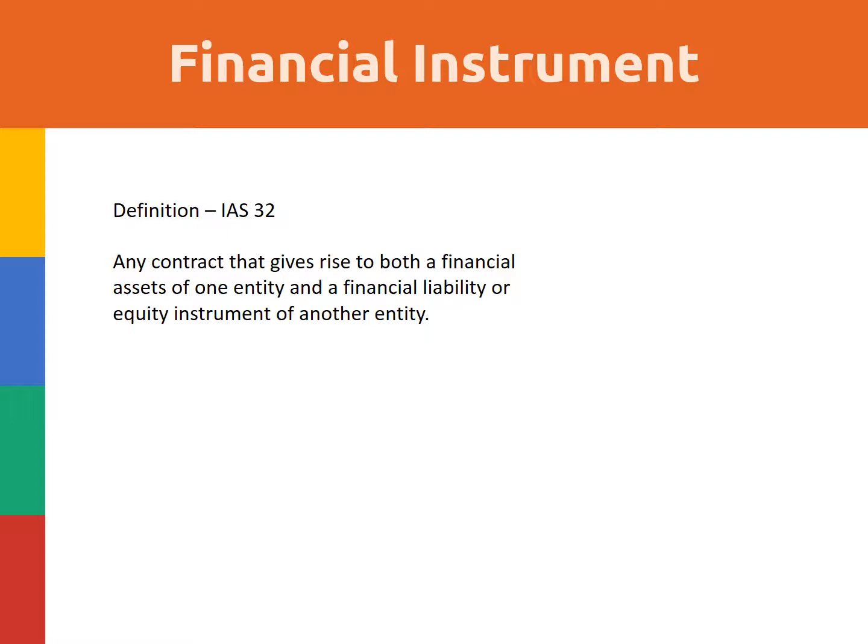Financial instruments are contracts that give rise to both a financial asset in one entity and a financial liability or equity instrument in another entity. Financial assets include cash, receivables, investments in shares, and investments in debt. Financial liabilities include overdrafts, payables, and loans. Equity is the ordinary share capital of the business.